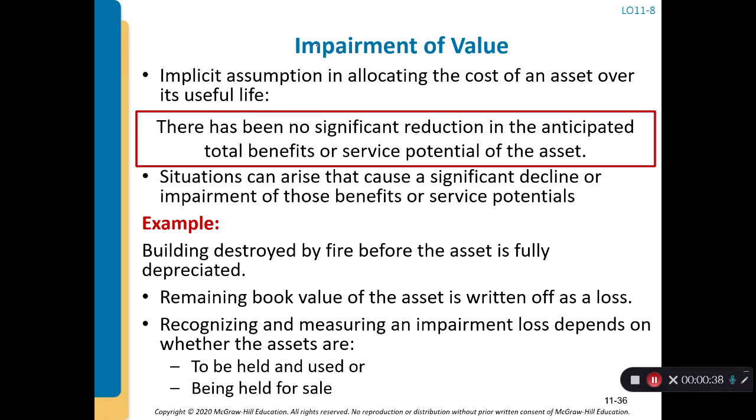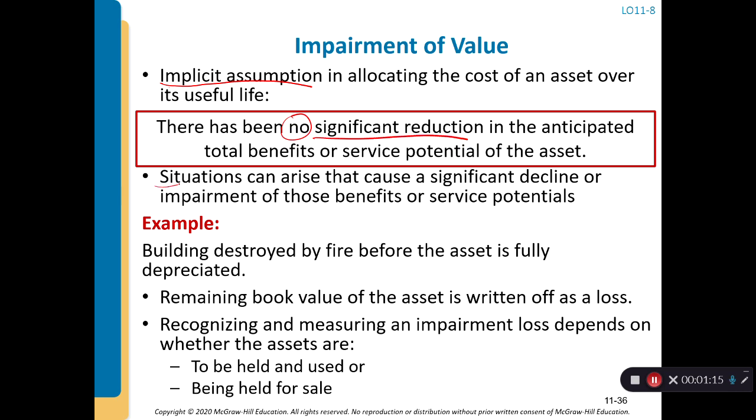Okay, so first of all, how do we calculate impairment value? What is impairment value? Depreciation, depletion, and amortization reflect a gradual consumption of the benefits of the PP&E or any intangible asset. An implicit assumption is that in allocating the cost of an asset over its useful life, there has been no significant reduction in anticipated future benefits, right? Therefore, there's no significant reduction.